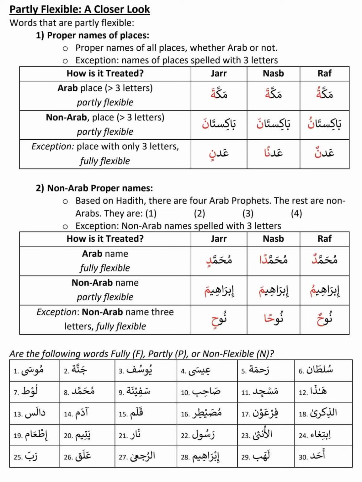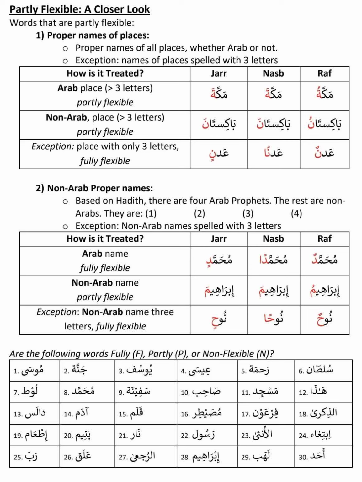You can think of a country. The people who live in a country, fully flexible is like they are full citizens: they have the passport, they have all the rights, so they can show all the statuses, Rafa, Nasb, Jar, fully they can show their status. But there is another category, maybe having a resident permit. They don't have the privileges like citizens, but they also have some better privileges.